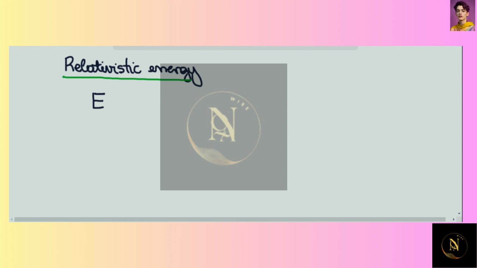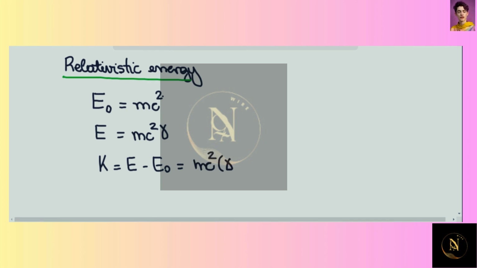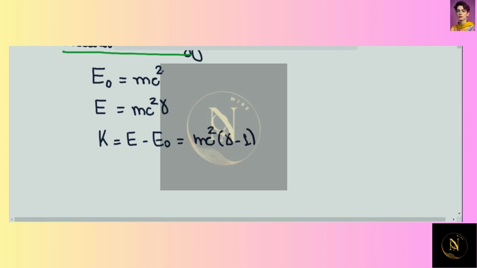Remember that the rest energy of a particle is E0 = mc², and the total energy is equal to mc²γ. The kinetic energy is equal to the total energy minus the rest energy, and it's equal to mc² times (γ − 1).